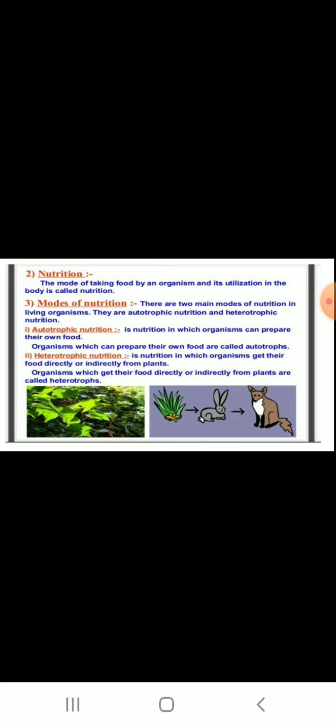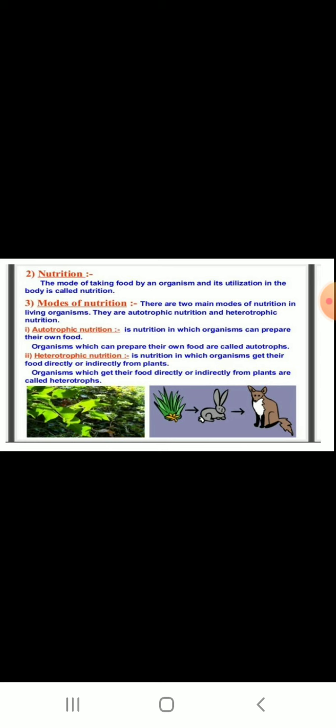The best examples for autotrophs are plants, because plants synthesize their own food by a process called photosynthesis using chlorophyll. That is why they are called autotrophs. Heterotrophic nutrition is nutrition in which organisms get their food directly or indirectly from plants. Such nutrition is called heterotrophic.